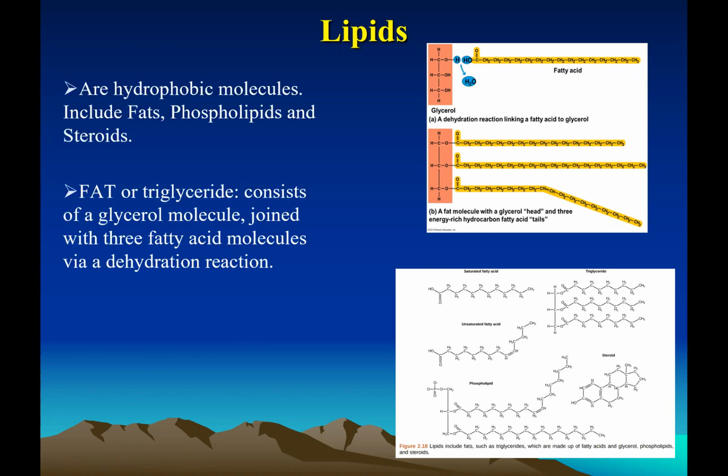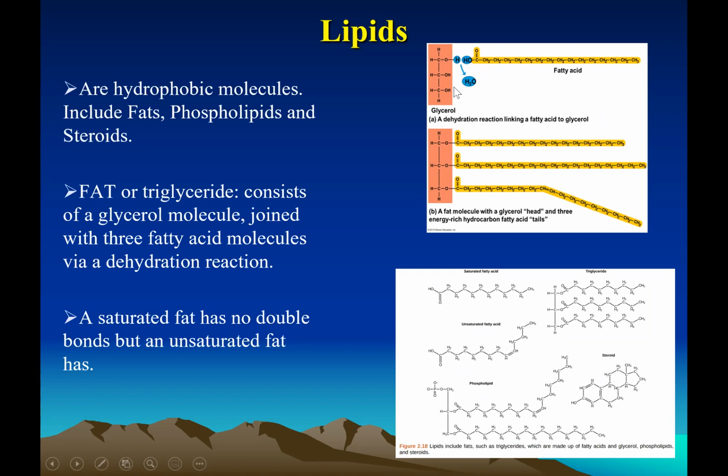So the fatty acid tail will attach to the glycerol part by a dehydration reaction, forming three covalent bonds. When you say something is saturated, that means it's saturated with hydrogen. So the triglyceride doesn't have any double bonds. It is saturated with hydrogen.